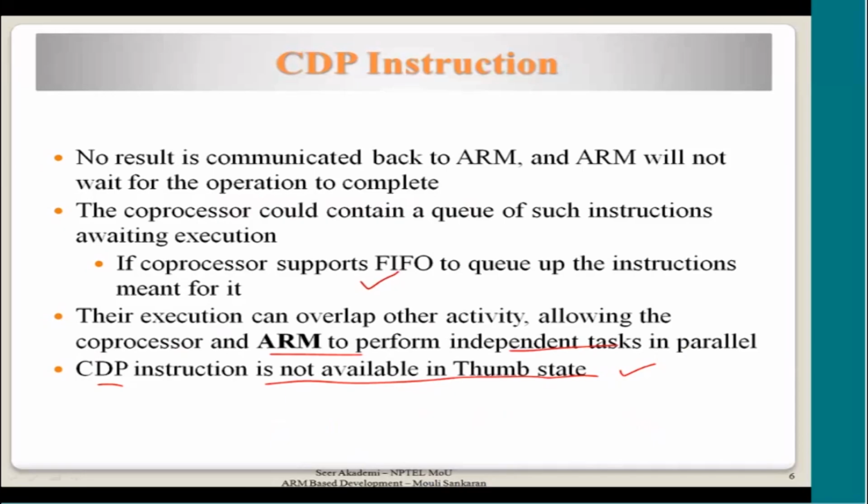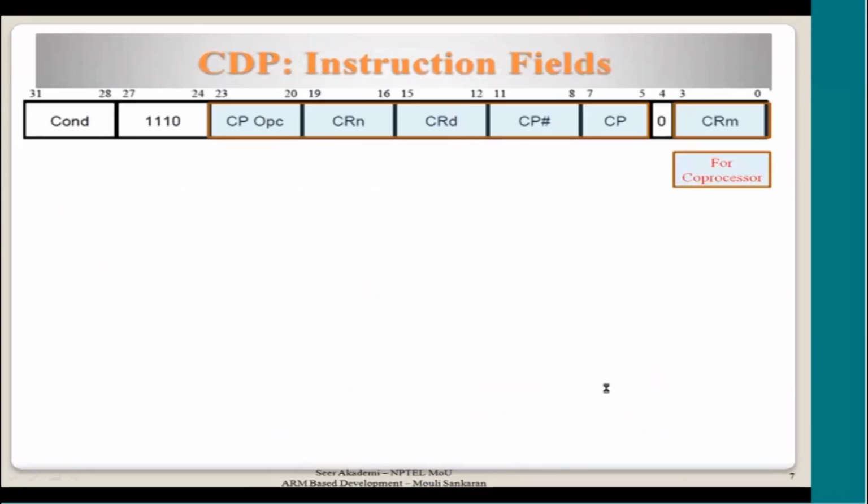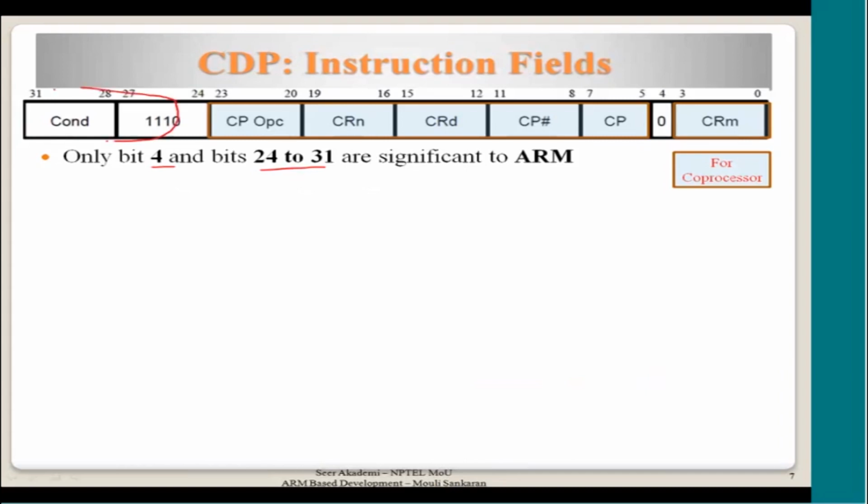That means in the thumb state you cannot introduce a CDP instruction in between. CDP is a coprocessor data processing instruction. Now I am just explaining the big patterns. Bits 24 to 31 are meant for ARM, and bit 4 also is interpreted by ARM. The remaining bits are used by the coprocessor.